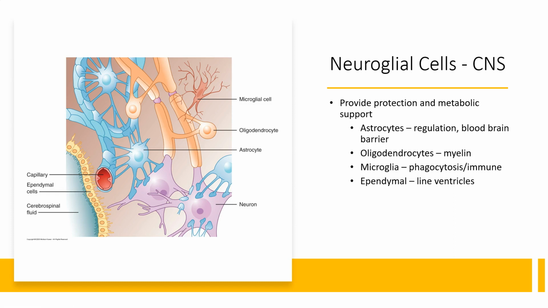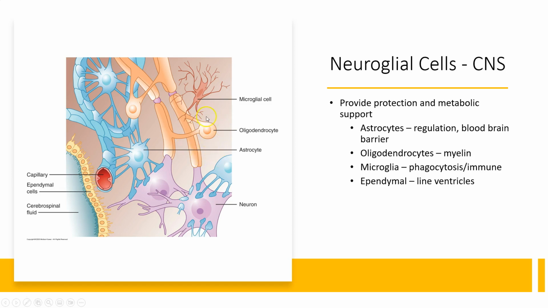In the central nervous system, the neuroglial cells provide protection and metabolic support. The most numerous of these cells are the astrocytes. Astrocytes provide regulation, and they often are found between cells to help provide communication and other support for the neurons. In addition, you can see here where this astrocyte is an important part of the blood-brain barrier.